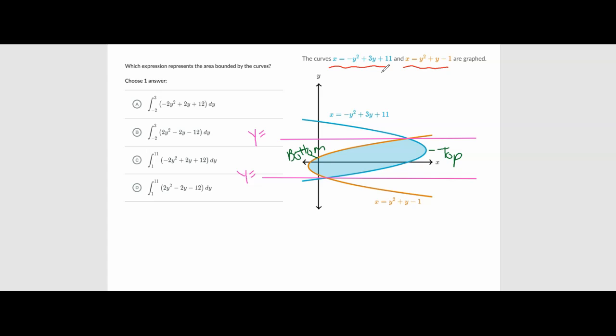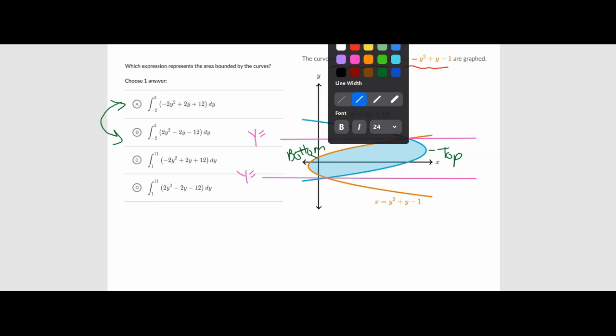So figuring out limits of integration, we could sort of tell. There's only two options, -2 to 3 or 1 to 11. Well, one of those pink lines falls above, one of them falls below the x-axis. So we know that our limits of integration are going to be -2 to 3. You could also set the functions equal to each other.